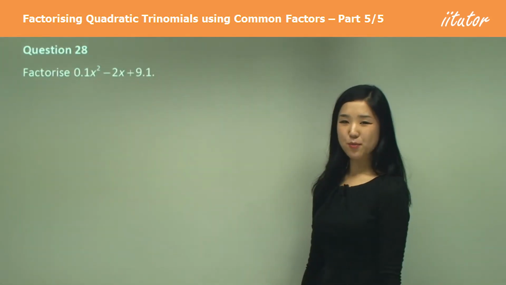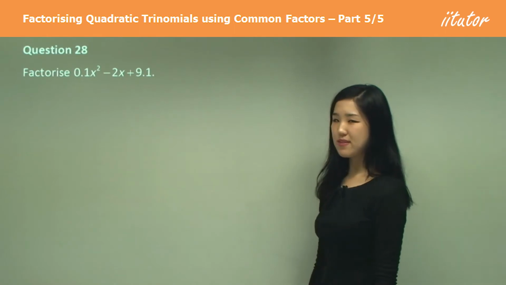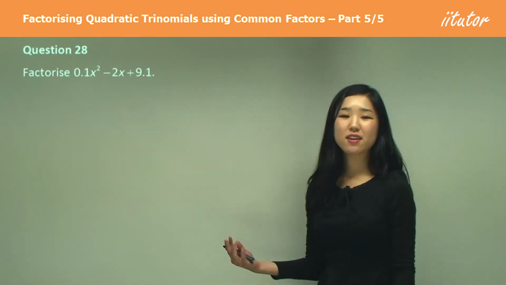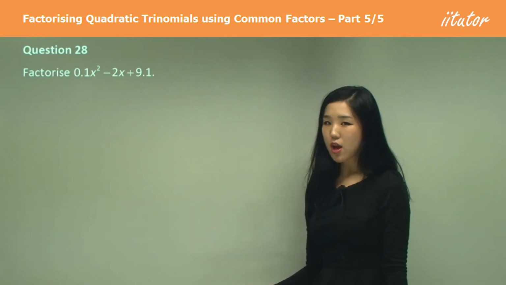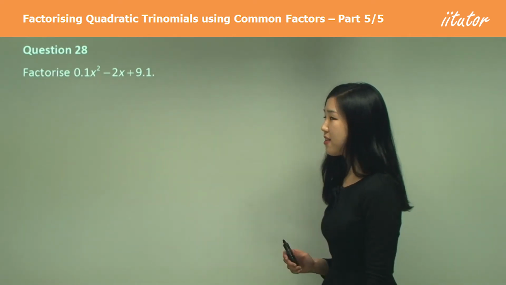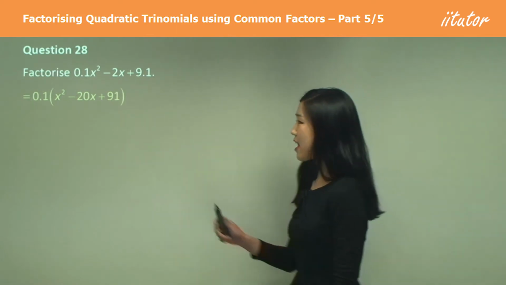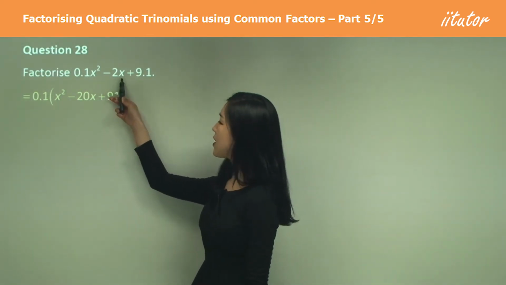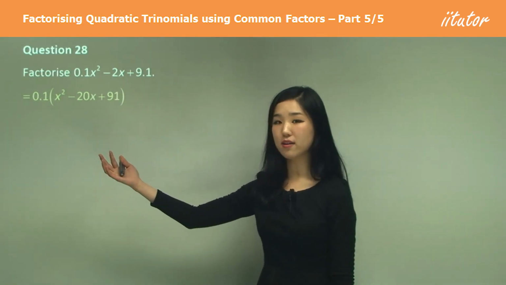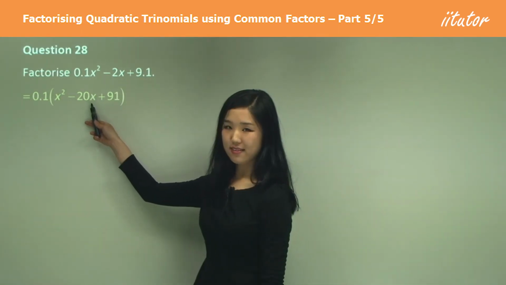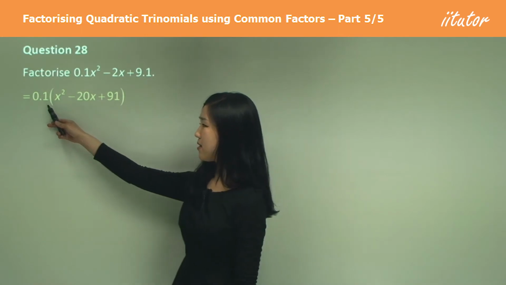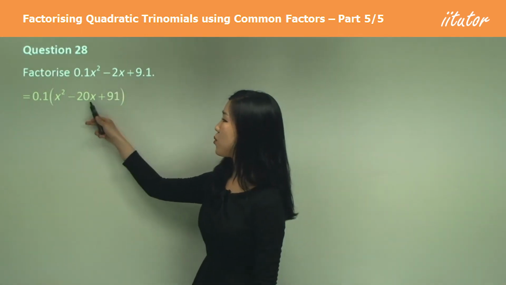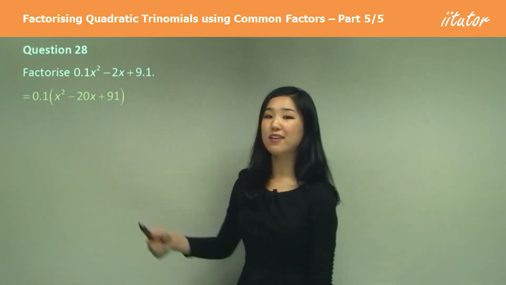Question 28, we'll also do it the same way, but this time we have a bit of a decimal, don't we? Now, in this section, our main aim is to try to make it into a monic polynomial, isn't it? So what I'm going to do is factorize by 0.1. So take out the 0.1 and you just have x squared here. Now we know that 2 divided by 0.1 is 20, isn't it? Basically, if you're dividing by a decimal like 0.1, you're multiplying by 10. So this becomes 20 and this one becomes 91.